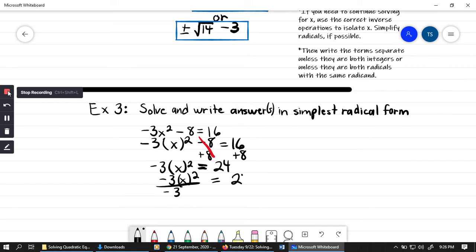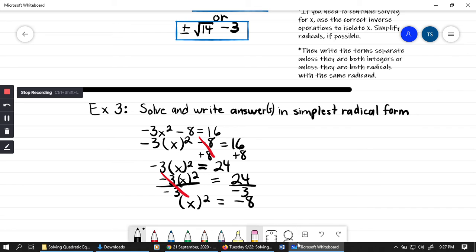Divide both sides of the equation by -3. Okay, so we do that. The -3's cancel out. We're left now with the part that's being squared, which is what we want. That part that's being squared, isolated completely by itself on one side of the equal sign. Alright, so now we've got here that x squared is equal to -8.